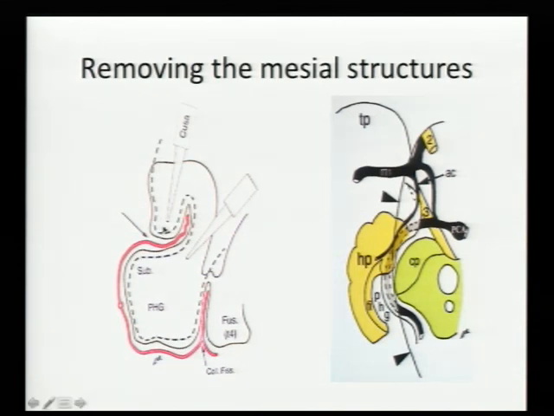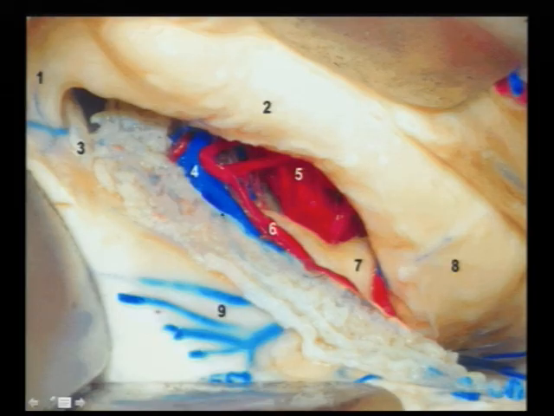So this is how it is to be removed. People say that you can use CUSA, but I don't use CUSA. I don't find it so convenient. I just find suction and pen-filled dissector good enough, very good in fact. So these are the structures which are there mesially: choroid plexus, basal vein of Rosenthal, posterior cerebral artery, and anterior choroid artery in the anterior part.